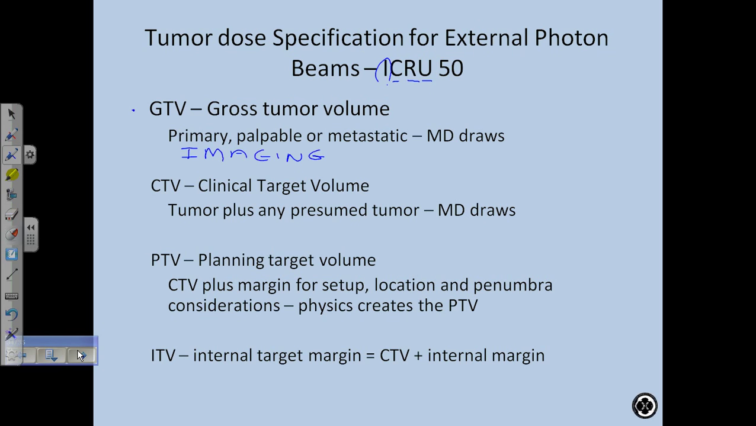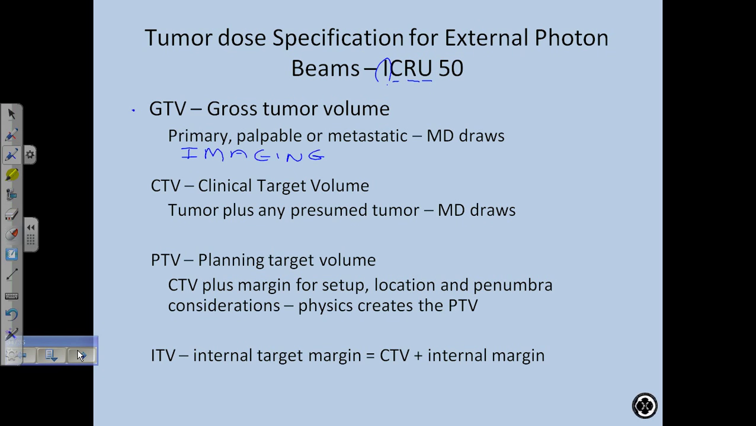Traditionally, this was not valid, but today, since we use so much imaging, it's okay to define a GTV based on imaging. Okay? CTV, clinical target volume. It's the tumor, which is the GTV, plus any presumed tumor. So the CTV is a margin outside the GTV. It doesn't have to be an even margin. It could be a margin that goes in directions that the doctor decides.